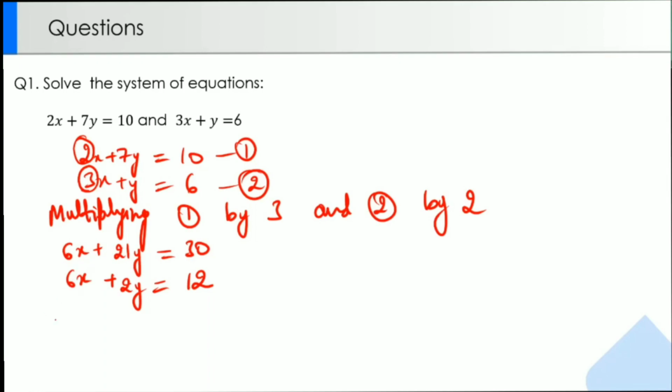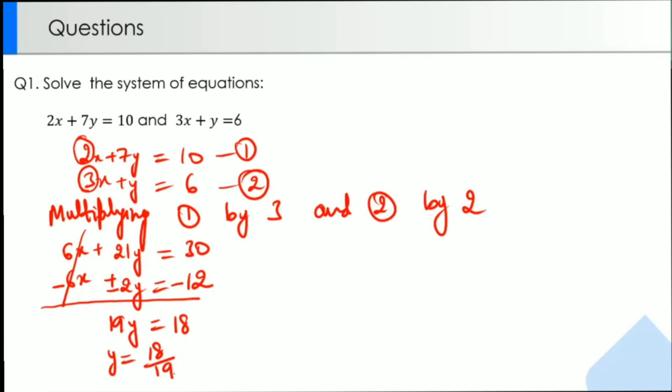Now if the signs are the same, we subtract both the equations, because when we perform this subtraction, the signs of the second equation get changed. Here, if it is positive, it will become negative. Here also it was positive, it will become negative, and here also. So 6x minus 6x will cancel. 21 minus 2 is 19y. 30 minus 12 will give you 18. So I got the value of y, 18 over 19. So I have eliminated x and got the value of y.